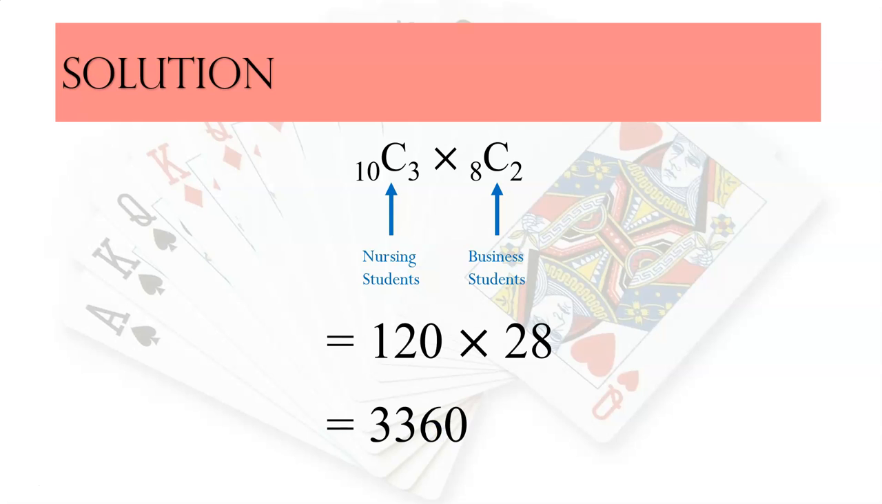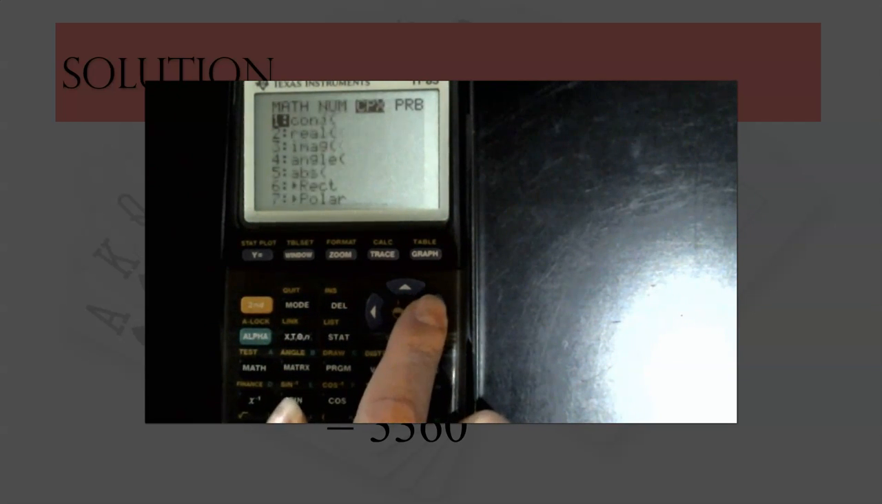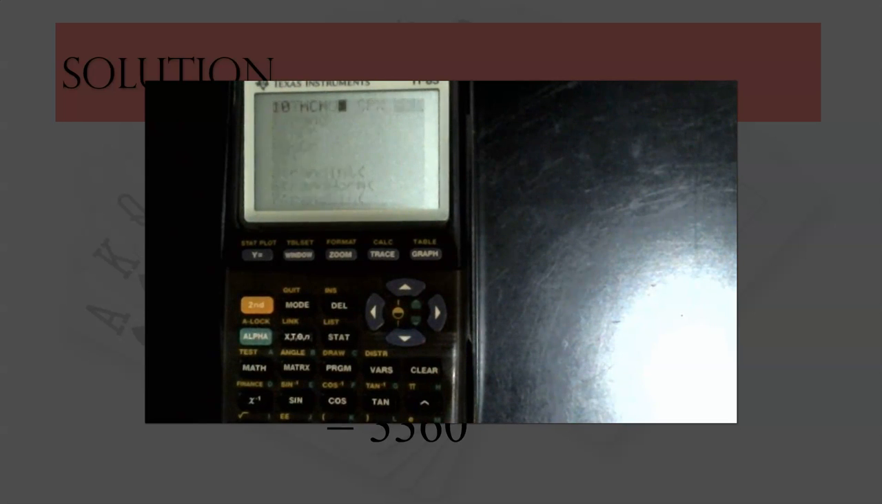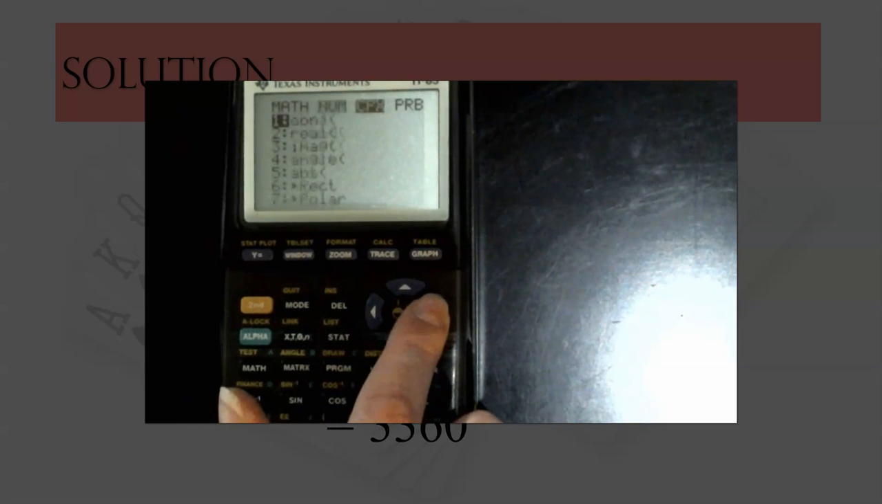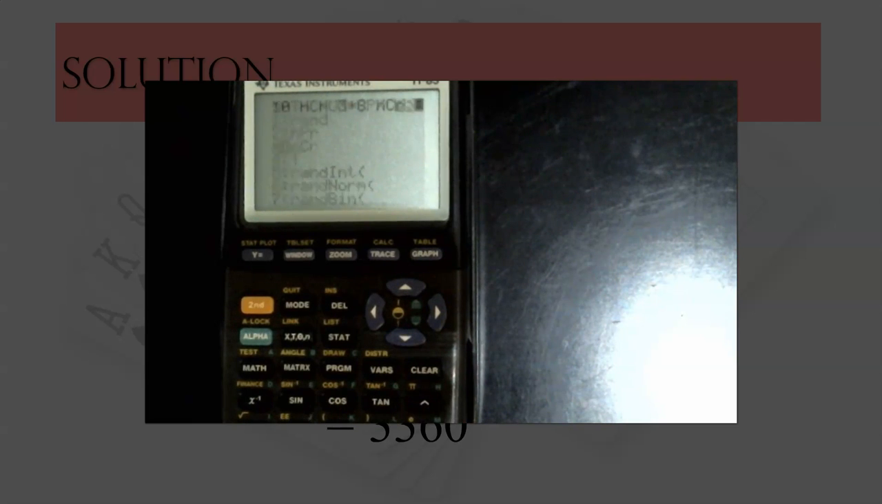When I plug this in, I got 3360, which you can go right to on your calculator. So for the nursing, it was 10, over to probability, picking a C, 10C3 times, and then the business students, there was 8 of them total. We're picking C again for that, and we're going to choose 2 of them for the committee. So 10C3 times 8C2 is 3360.